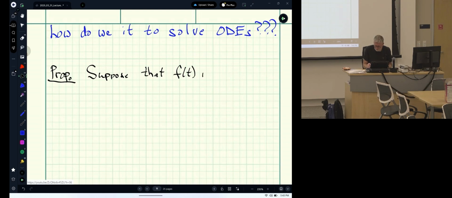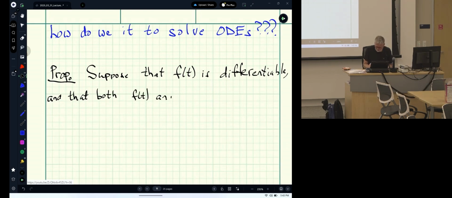Suppose that f of t is differentiable, right? Those are the kind of functions that show up in differential equations. They're differentiable. Yep. That sounds like something to do with ODEs. So suppose the function is differentiable, and that both f of t and its derivative have Laplace transforms.